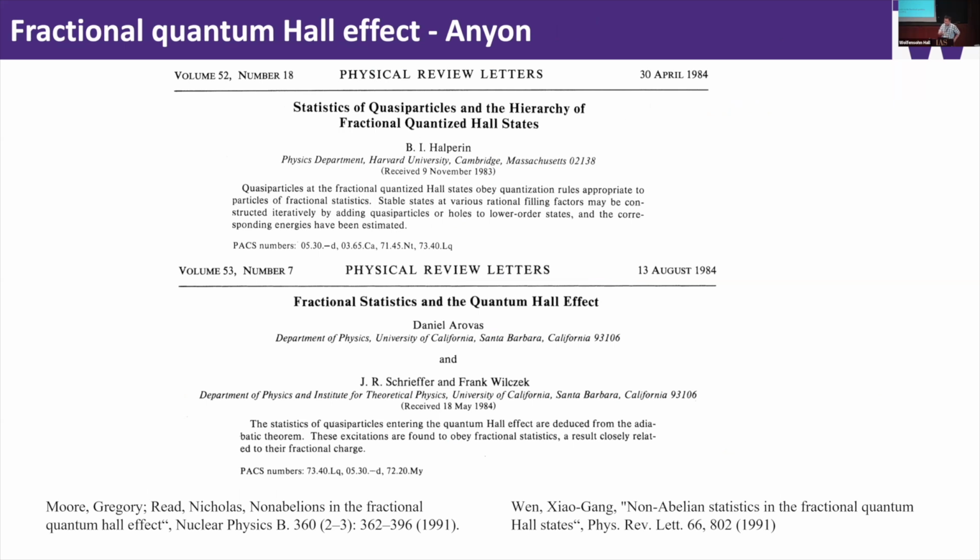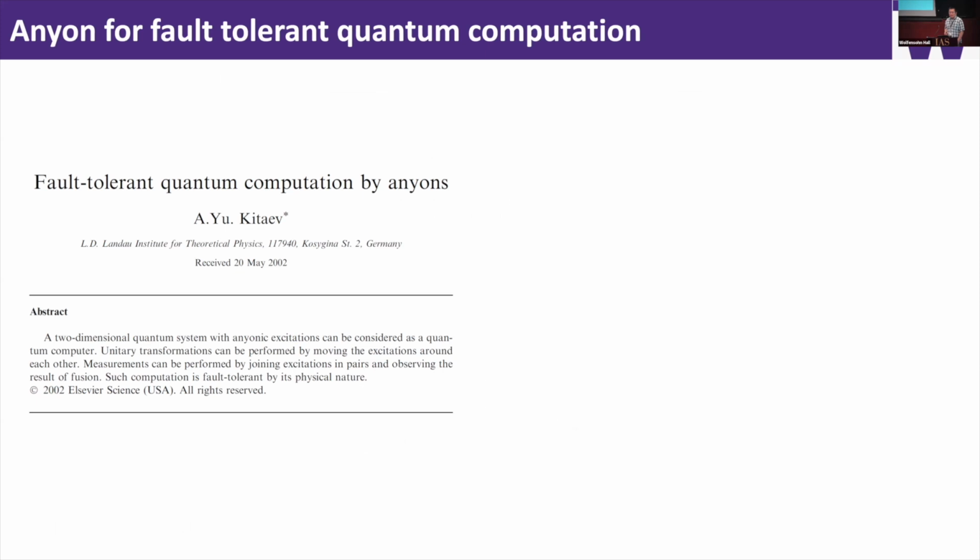exchange statistics. So later on, when the sample quality improved, new fractional quantum Hall states were discovered, such as even denominator, 5/2, etc. So with these new states, the theorists also proposed that there are non-abelian anyons associated with certain fractional quantum Hall states. So anyons are not only fundamentally interesting, but can also be practically useful. This is the paper from Kitaev, right? He describes how we can use anyons to realize fault-tolerant quantum computations.